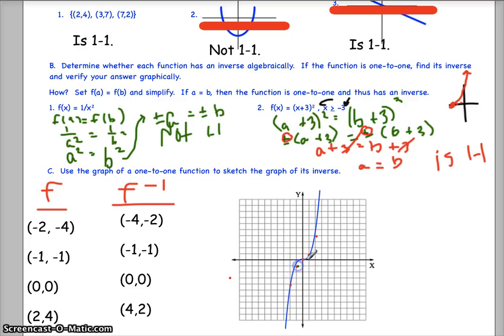So -1, -1, 0, 0, and 1, 1 will remain the same. But -2, -4 becomes -4, -2. 2, 4 becomes 4, 2. And if you need more points further out, feel free to plot those. Now, I'm going to do my best to draw this on this not very user-friendly slate, so please forgive me if it's sloppy, but I'm going to do my best.